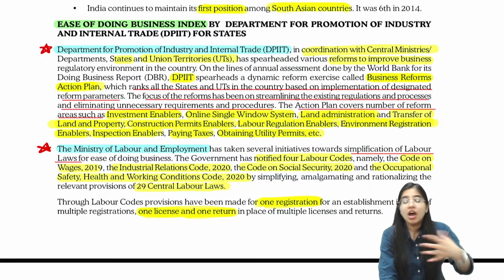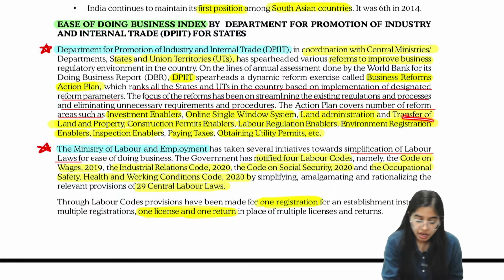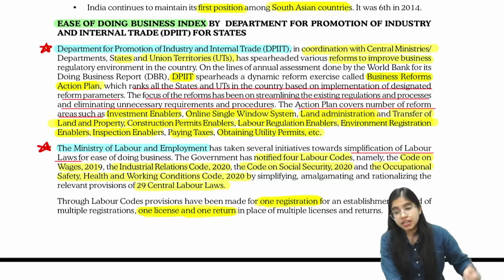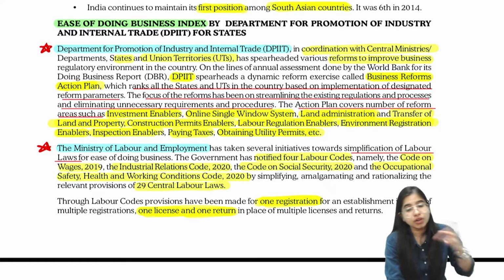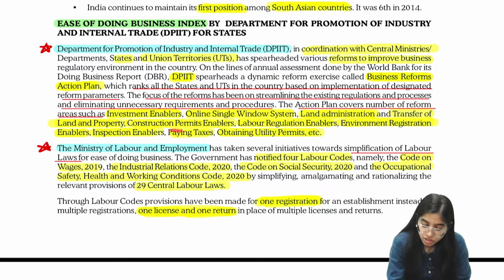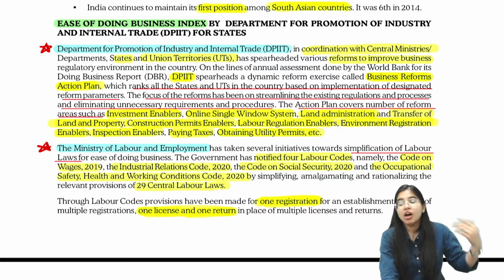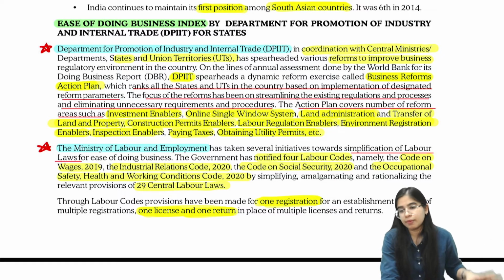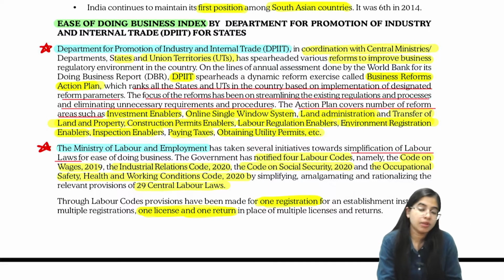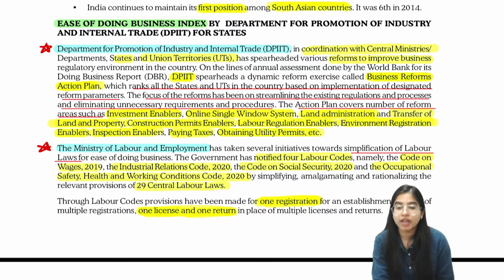Land administration, how the land administration can be done in India. Transfer of land and property, is it easy to sell land and property in India? What tax implication will be there? Construction permit, whether you get easy construction permit or not. Labor regulation, what are the labor laws? All the labor laws, bonus act, gratuity act. Environmental regulation, what environmental laws are applicable to you? Air pollution act, water pollution act.